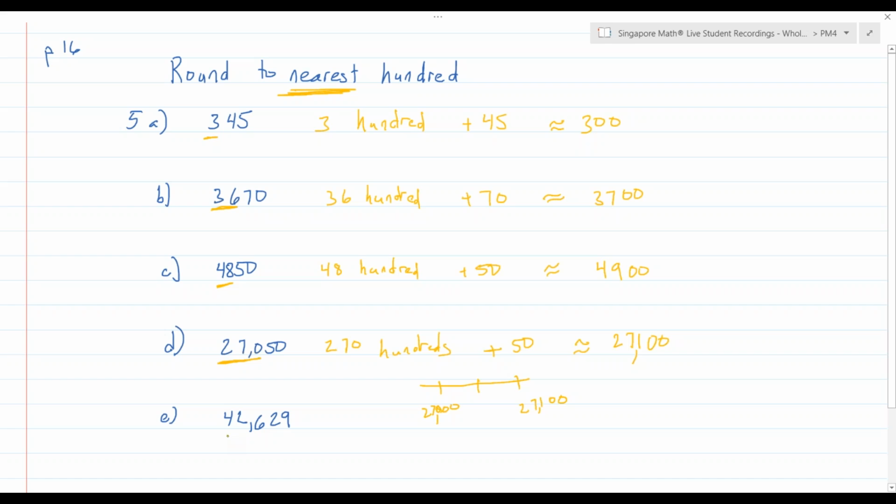Okay, one more on this page anyway. 42,629 is 426 hundreds plus 29. 29 is closer to 426 hundreds, so 42,600 is the answer of rounding that one to the nearest hundred.